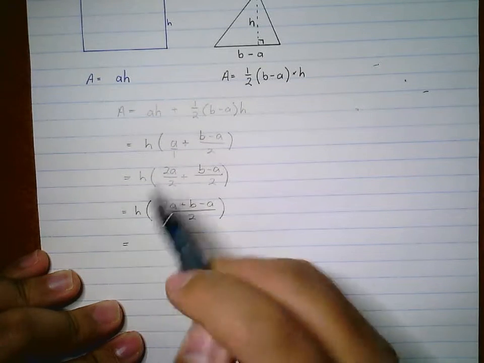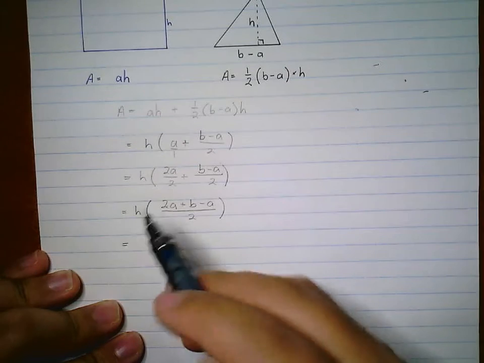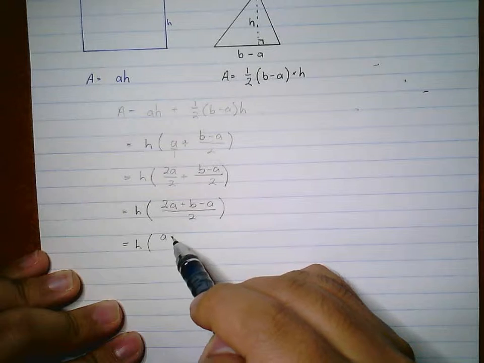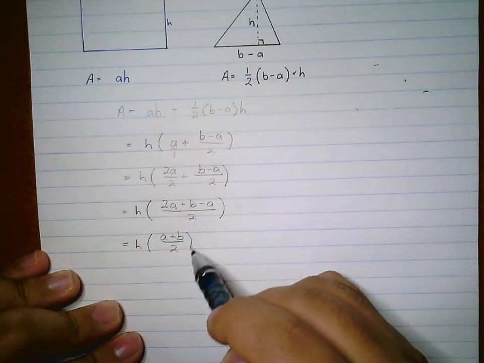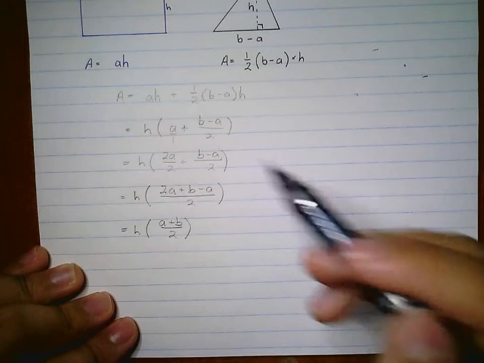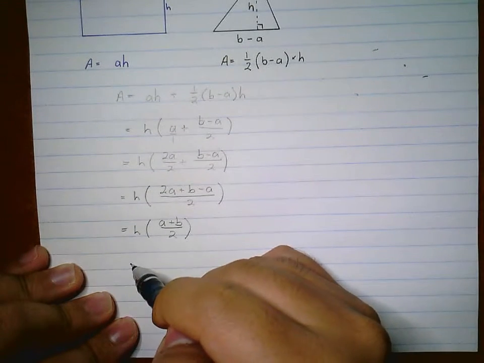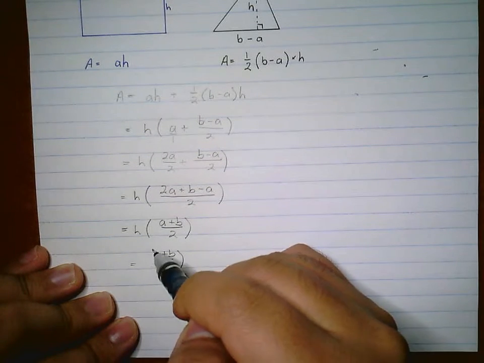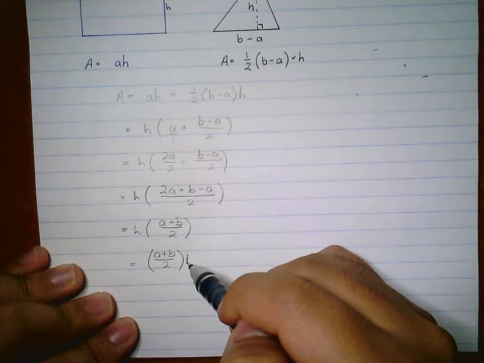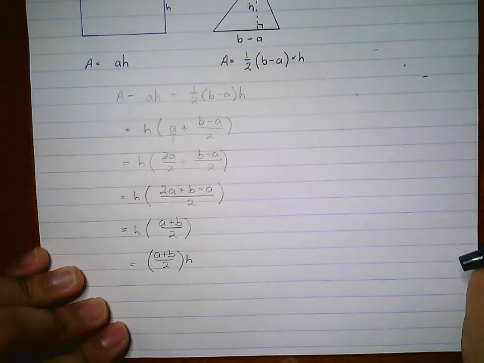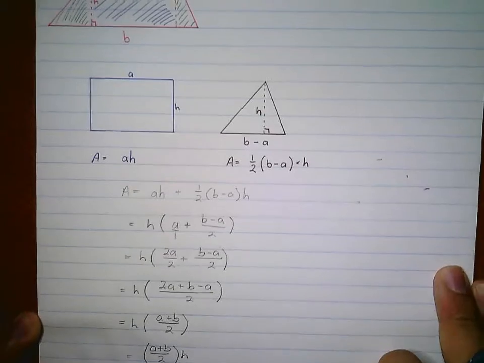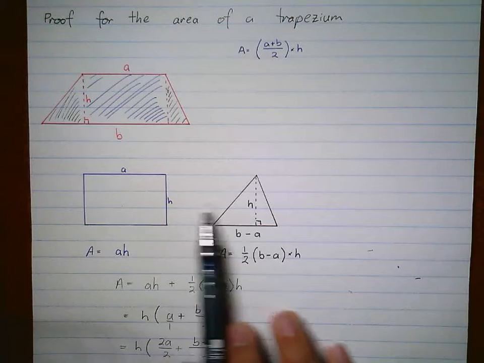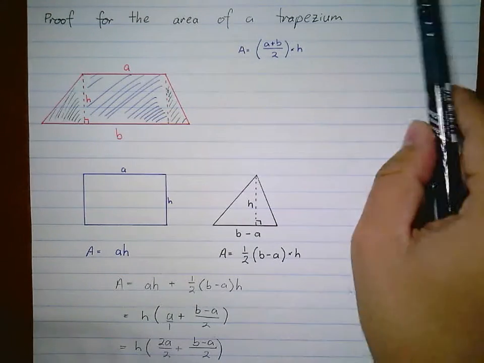Collecting like terms, we get 2a minus a, which gives us a by itself, plus b, over 2, times the h on the outside. So cleaning this up, it'll look like this: (a plus b) over 2 multiplied by the h on the outside. And that there is how the area of a trapezium is the sum of the area of a rectangle and a triangle. Best of luck!